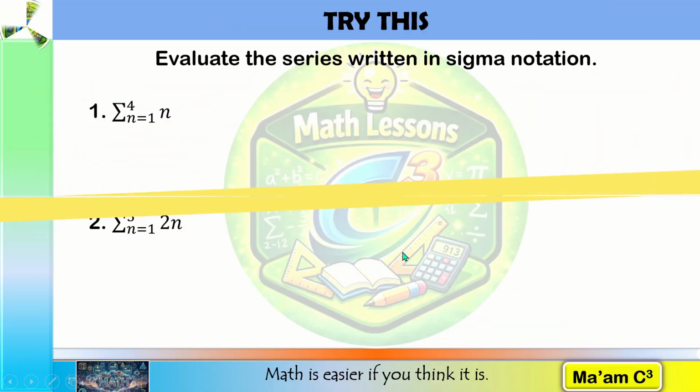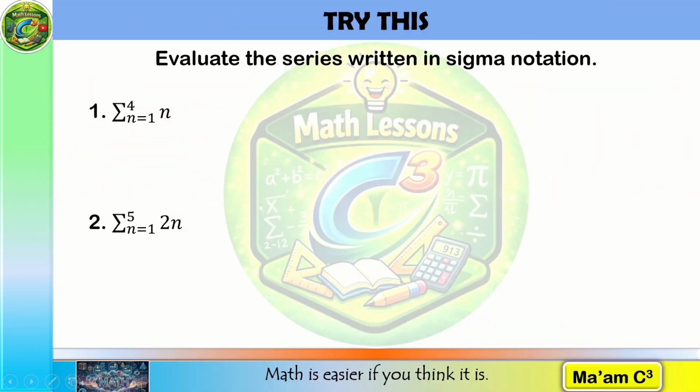Try this. Evaluate the series written in sigma notation. Number 1, summation of n from 1 to 4. We're going to expand this one first. This will be 1 plus 2 plus 3 plus 4. 1 plus 2 is 3 plus 3 is 6 plus 4 is 10. So this is equal to 10.